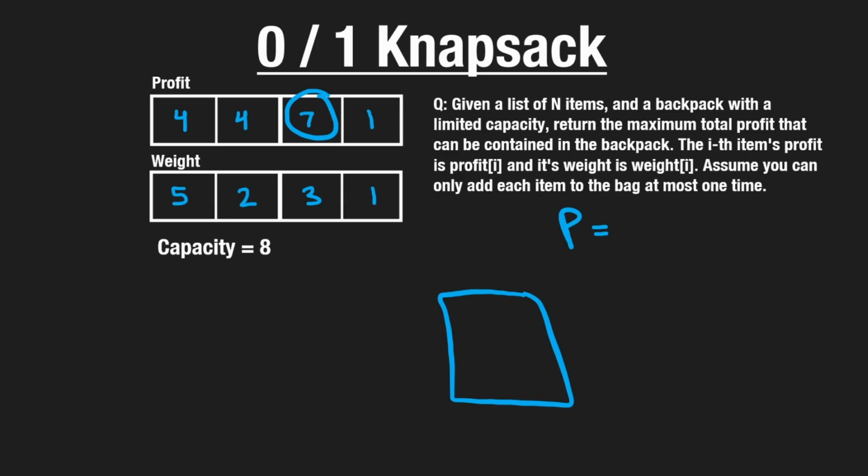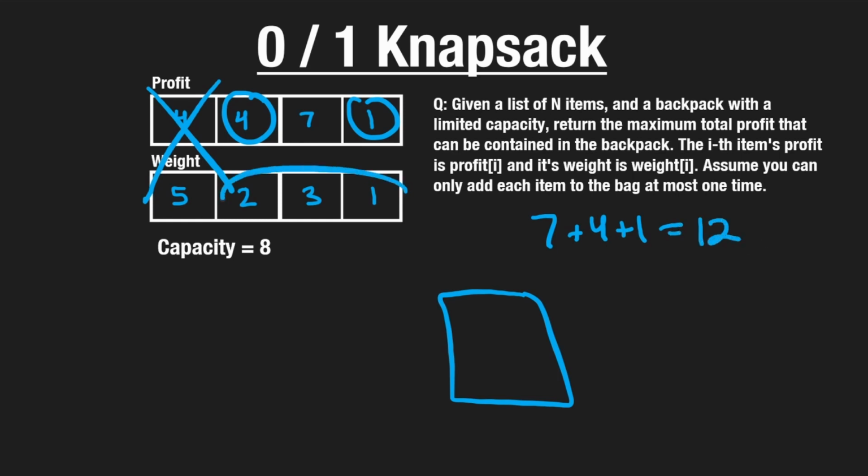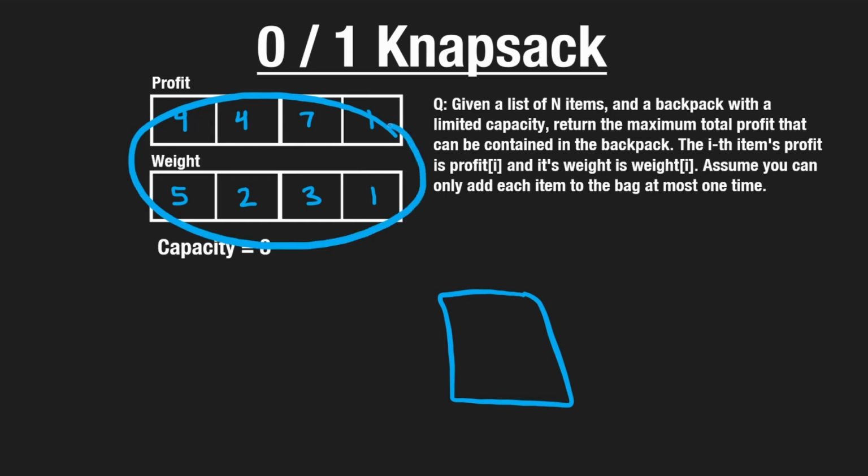The answer is no, actually, because we can actually not include that item and include these 2 items, which will give us a profit of 7 plus 4 plus 1, which is 12. That's bigger than 11. And actually these 3 will stay within our capacity as well. We'll have a total of 6, whereas our capacity is 8. So that's why greedy doesn't work. And you can probably think of some other examples where it will fail as well. In some cases it might work, but it's not guaranteed to work.